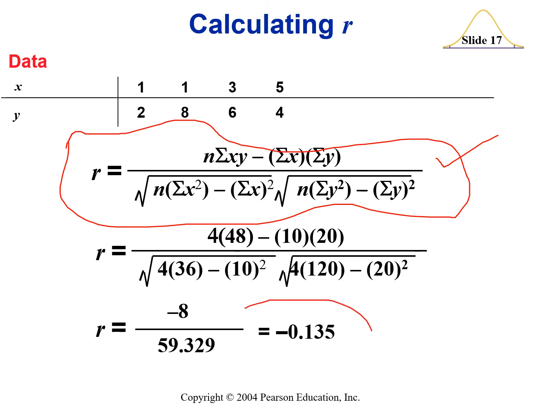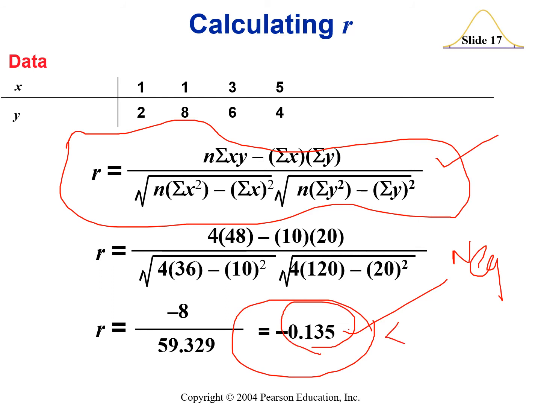The final answer, r is negative 0.135. The negative sign indicates negative correlation. But the value itself, 0.135, is less than 0.3, so we can say we have poor correlation between x and y, poor negative correlation between x and y.